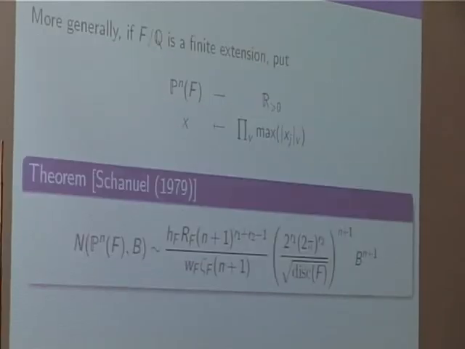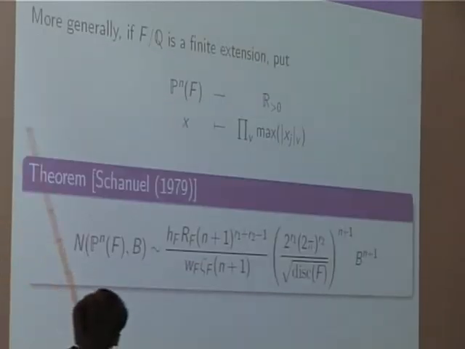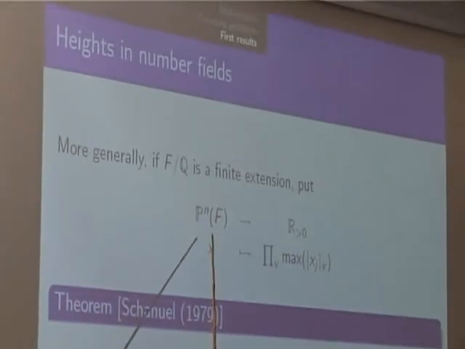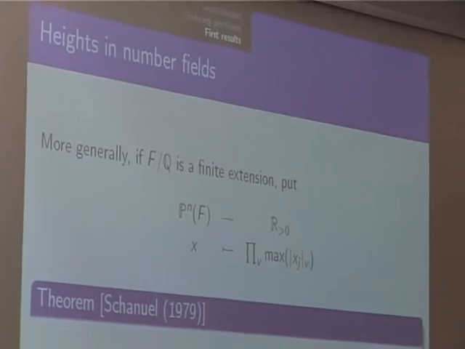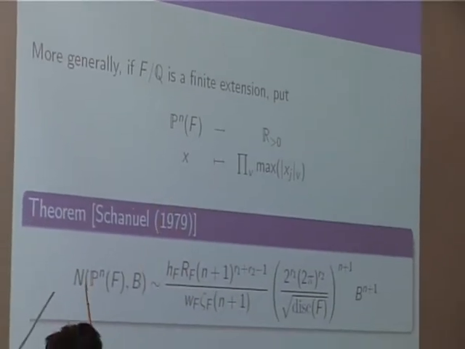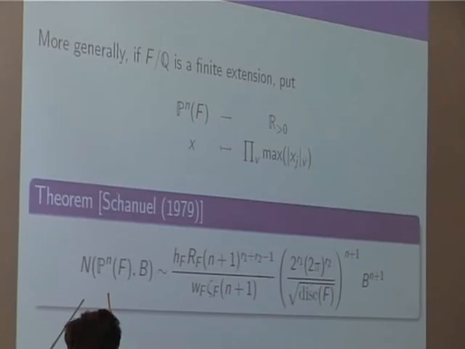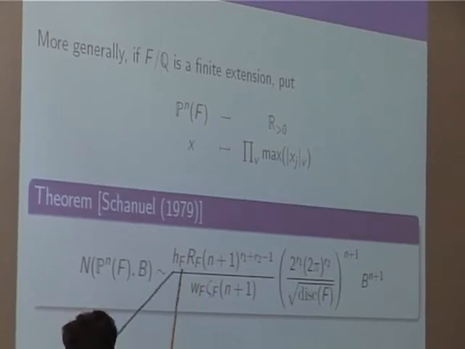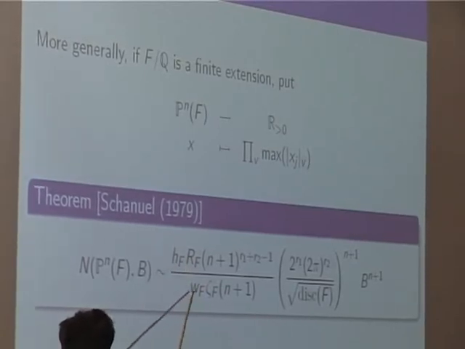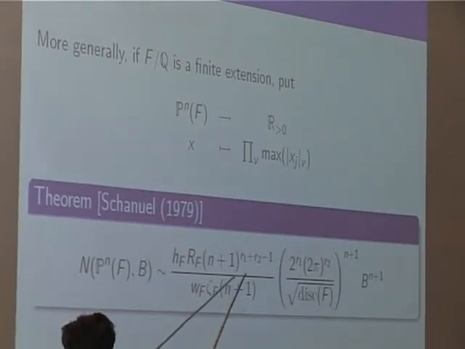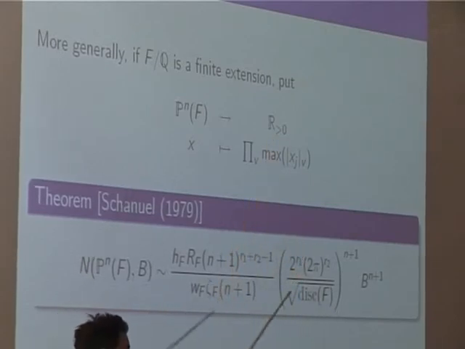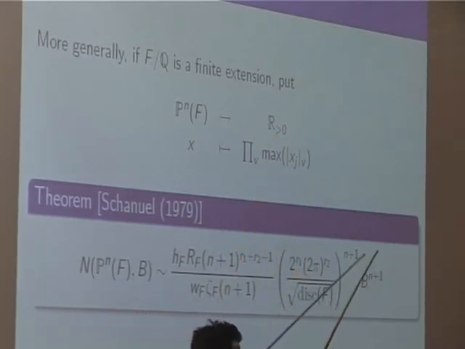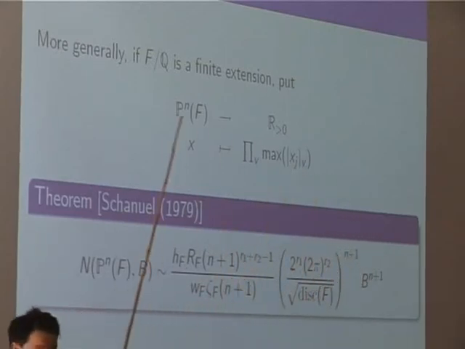And now, a slight generalization of our height setup. We want to look at finite extensions of the ground field. So the analog would be the product over all places of maximal coordinates. So of course, the first question, what happens for projective space? So you get some formula: class number, regulator, number of units in the field, zeta function of the field, n plus 1, r1, r2, real and complex embeddings, discriminant. So all the invariants you can think of, but b to the n plus 1 is the thing we expect and we want.